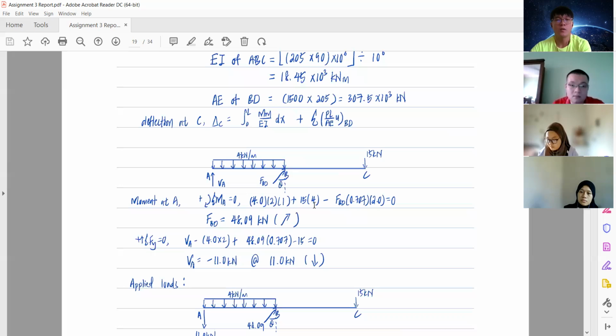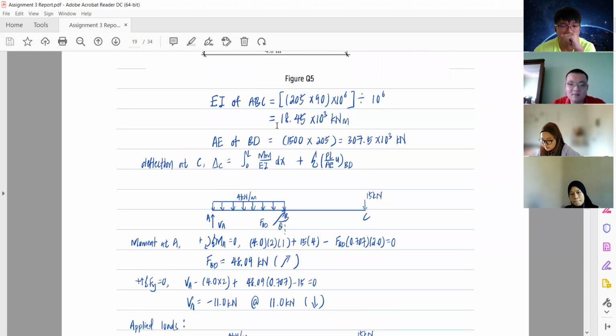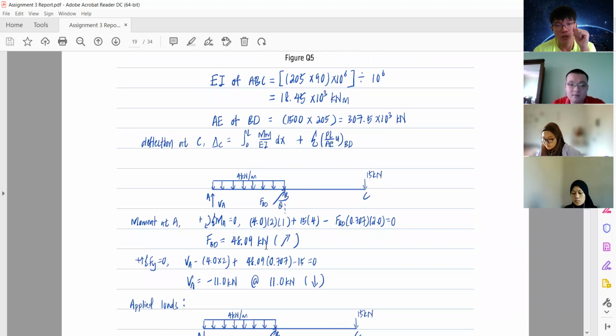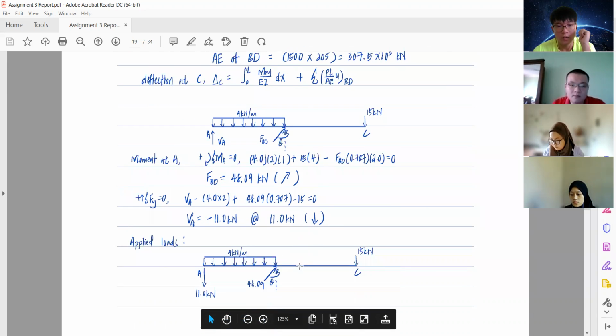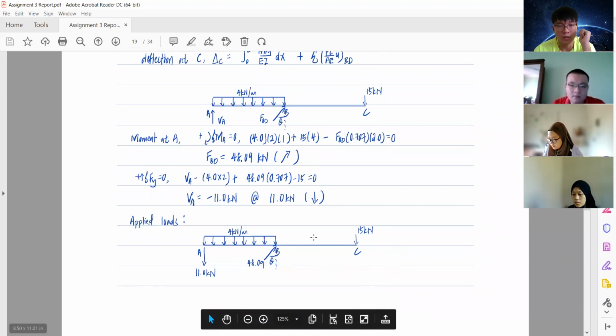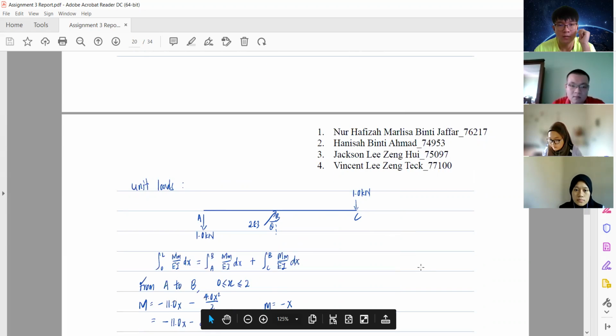First of all, I will use the moment at A to find the reaction from this member, FBD. So the FBD is 48.09 kilonewton. And then I use the summation of Fy equal to 0 to get the VA, and I get 11 kilonewton in the downward direction. So this is the applied load on the real beam. And then this is the unit load diagram for the virtual beam, ABC.